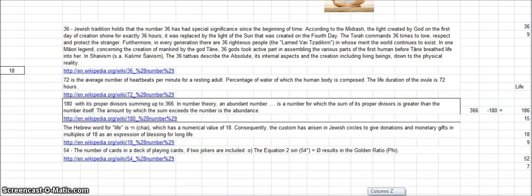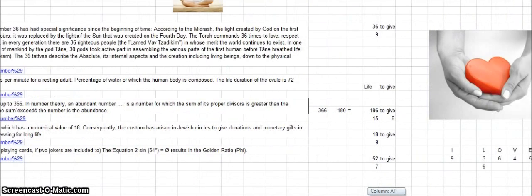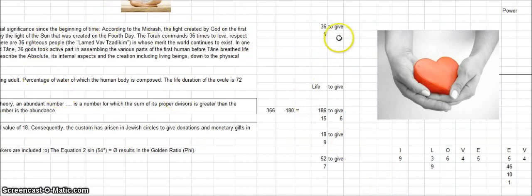Anyway, transferring this out to love is to give. In the 36, you have 36 times that you show love, you give love. 72 is the beats of your heart, the life to give. Out of the 366 minus 180, you have 186 in abundance to give. And in the 18, you have the full 18 to give. And of course, in the 54, you have 52 to give, aside from the 2 jokers.